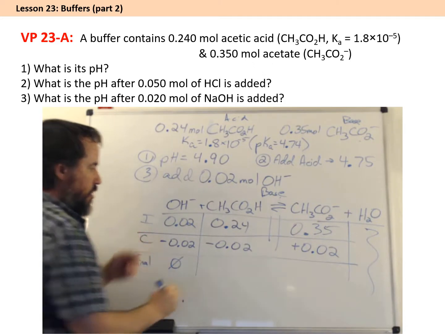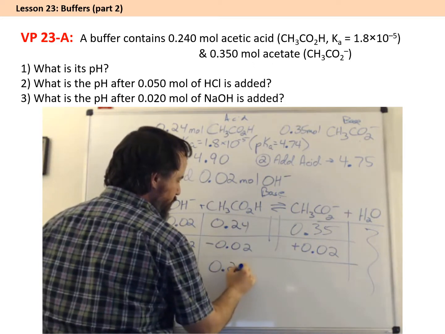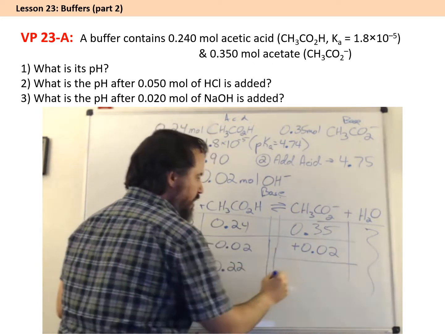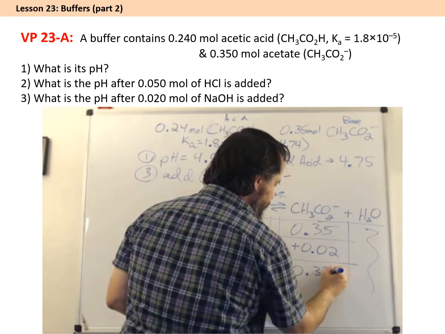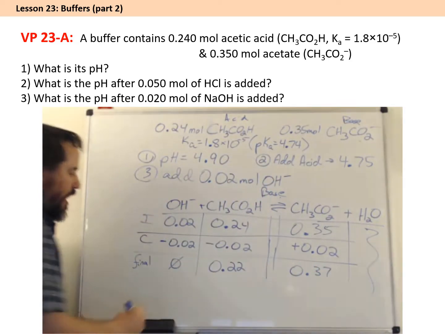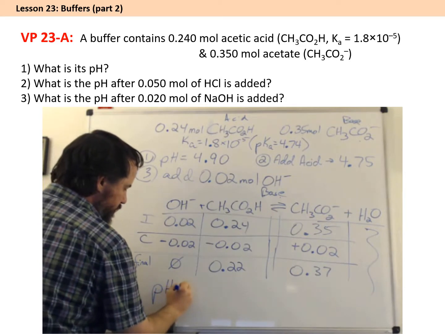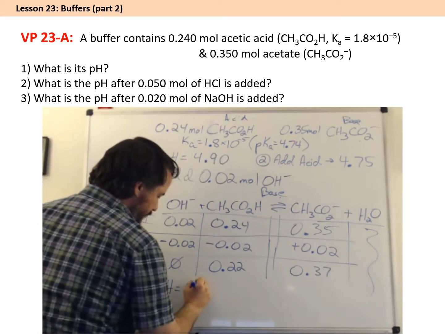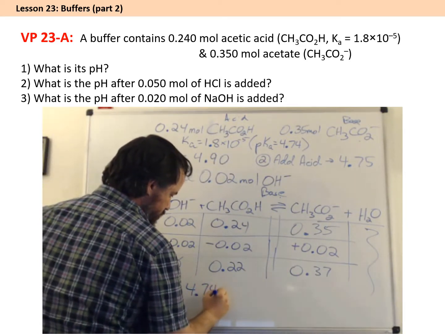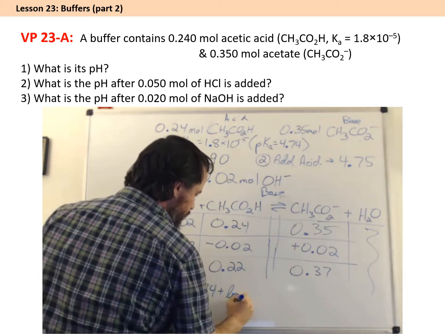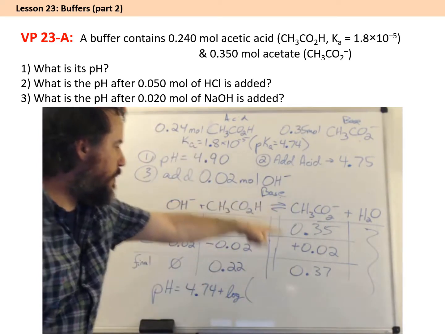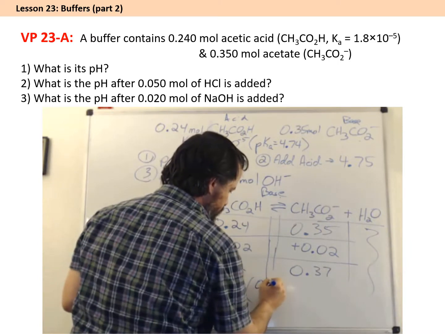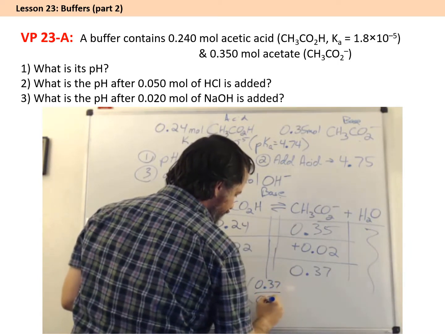That's going to be 0. This is going to become 0.22. And this is going to become 0.37. Okay? All right, so now my pH equals my pKa plus the log of my base over my acid.